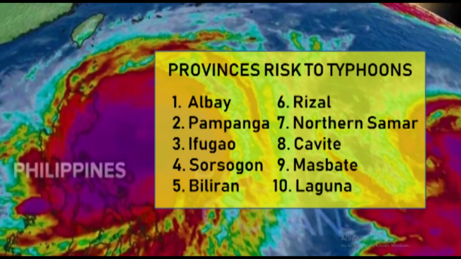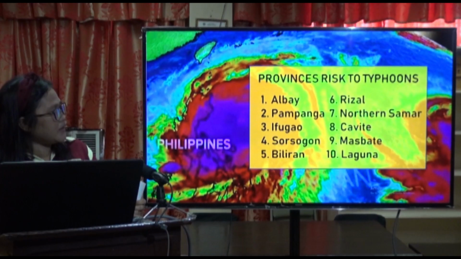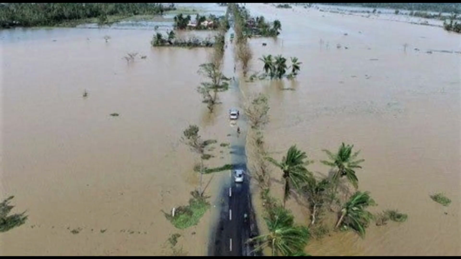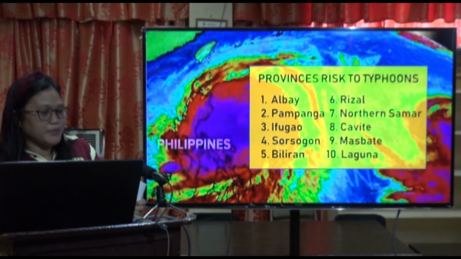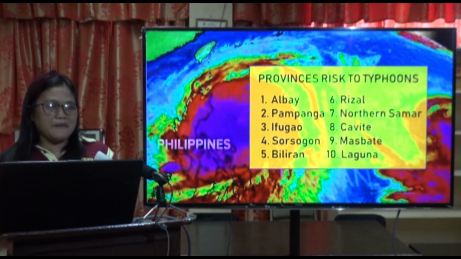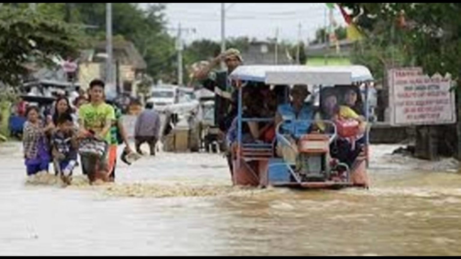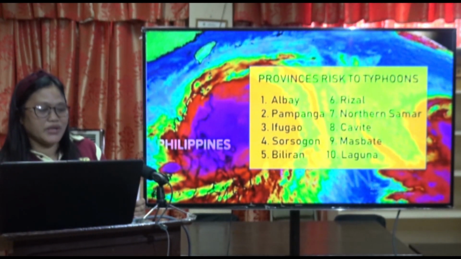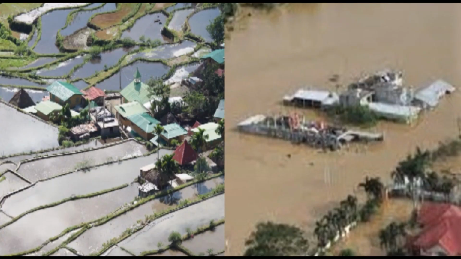So, what are the provinces at risk to typhoon? So, dito meron tayong 10. So, one of them is Albay, which is also the victim of Ulysses. And then number 2, Pampanga. So, as we all know, sa Pampanga, kahit kunting ulan, ang Pampanga ay lubog sa baha. Okay. And also the Ifugao. So, Ifugao is high risk, maraming mga kabundukan.